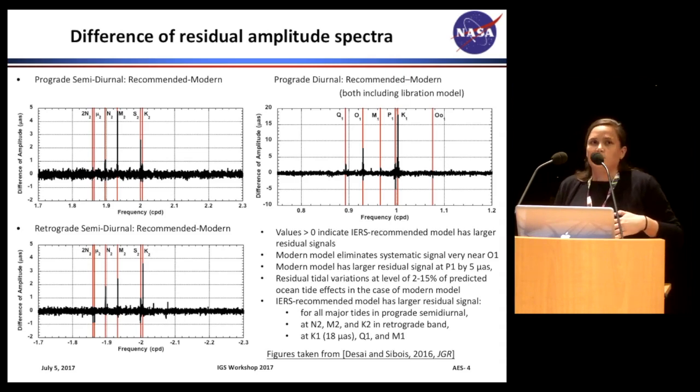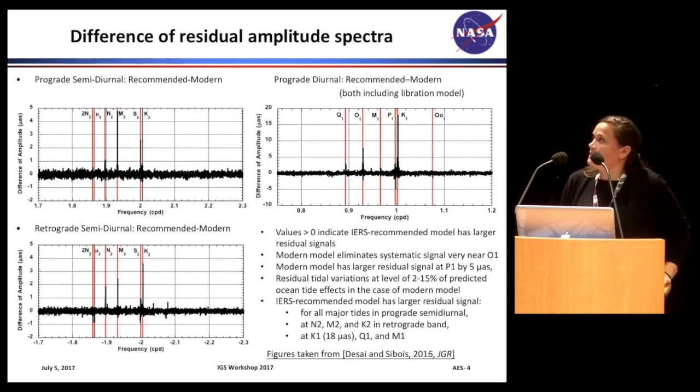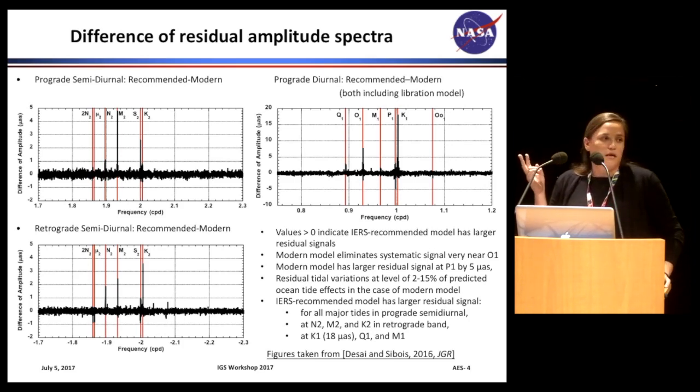So these plots are essentially differences of the residual amplitude spectra that we obtain when using the different background models. So we compare the performance of the IERS 2010 model with our new model. I have to note that for the prograde diurnal, we also include in both cases the libration model. So this is just for the diurnal prograde because polar motion is only affected by libration at those frequencies. So if you see a positive value, it basically indicates that the IERS recommended model has larger residual signals than our modern model, because the difference is recommended minus modern.